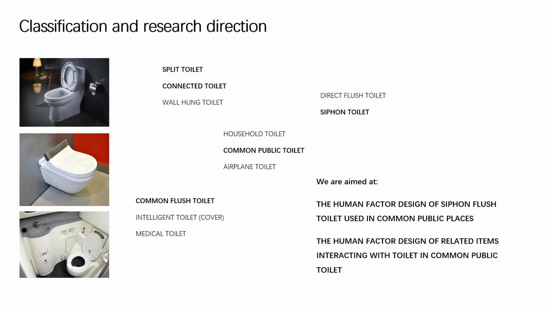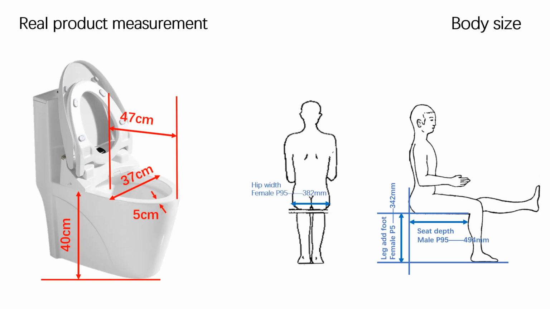This page is about the classification of different toilets, and our aim is the siphon flush toilet in the common public area, and some items that people may need to interact with. This page is about the real product measurement by ourselves. We can see here the specific seat depth, the height, and the hip width.